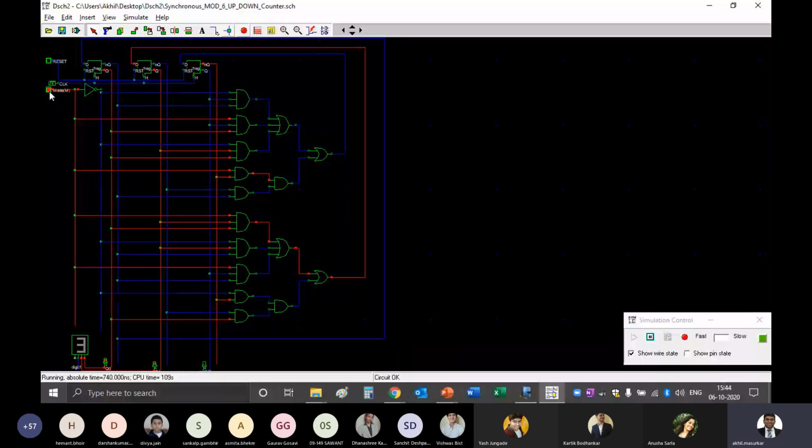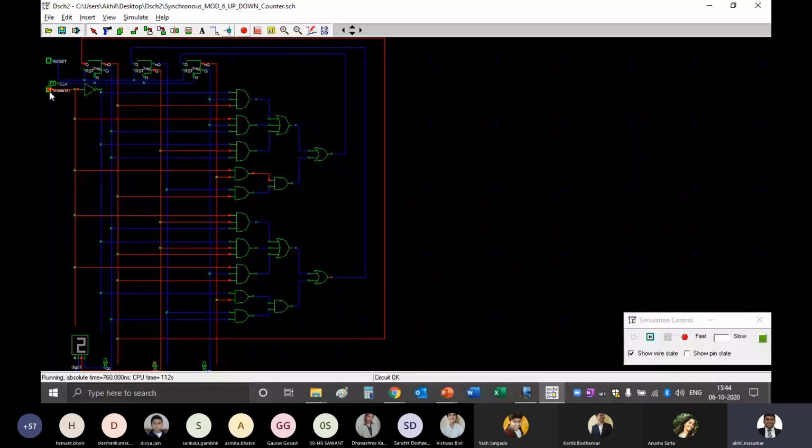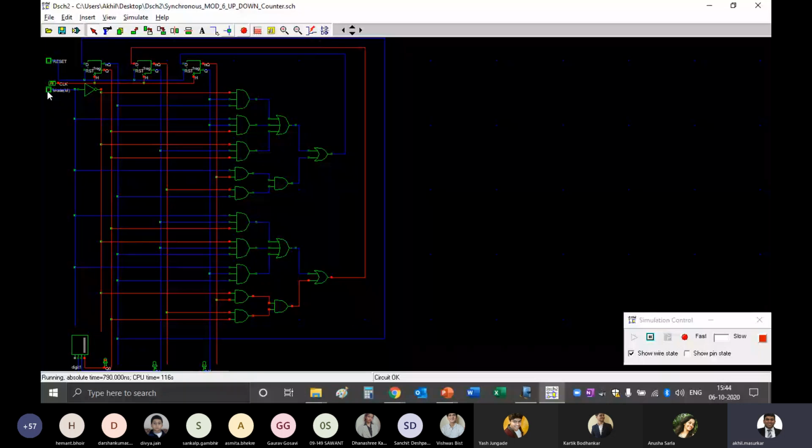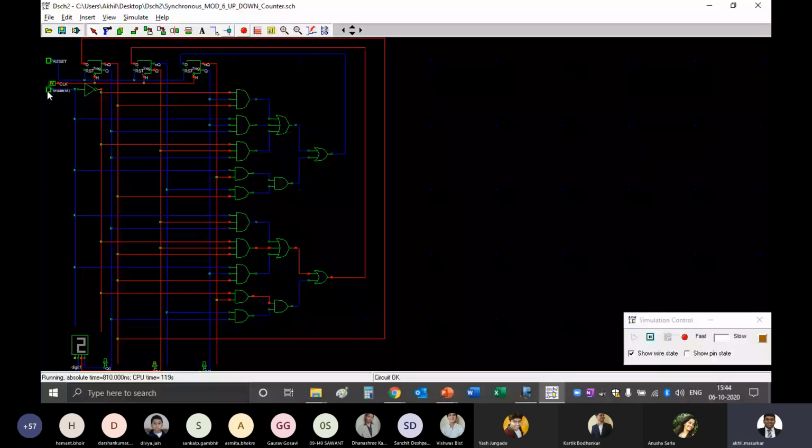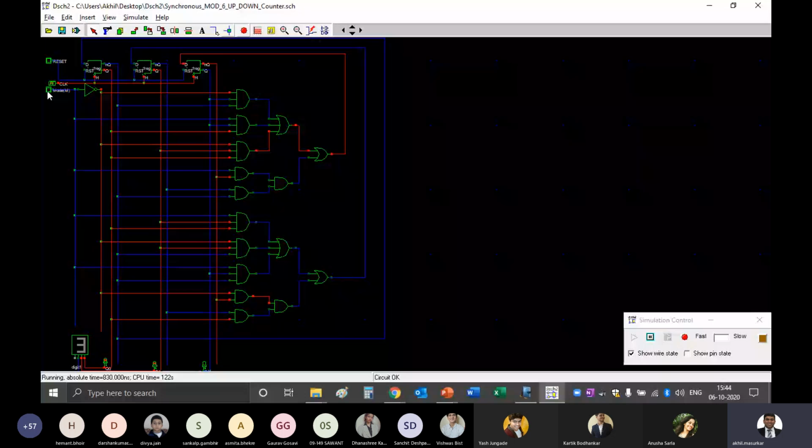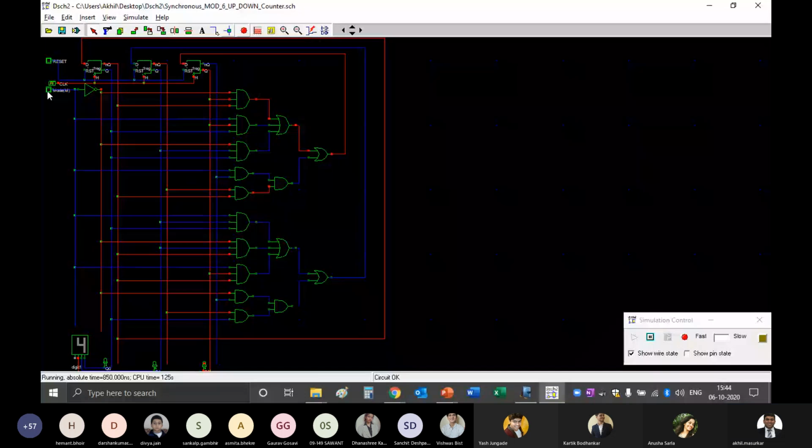Okay, Shubham, are you able to see this up counting and down counting? Now again I am making the mode 1. You can see it should start counting up. So this is the working of the counter, up as well as down with the same flip-flops.